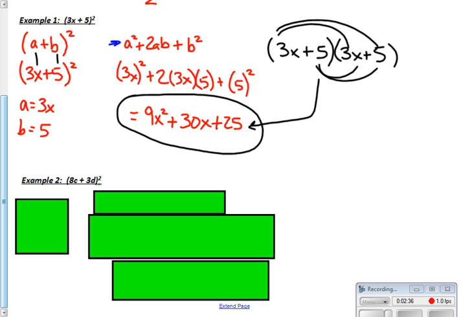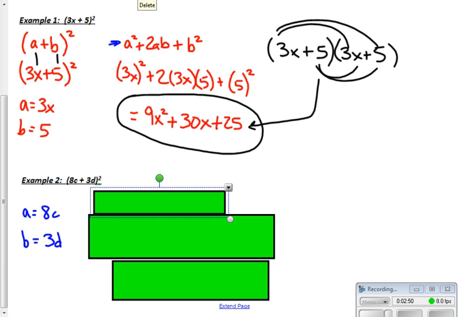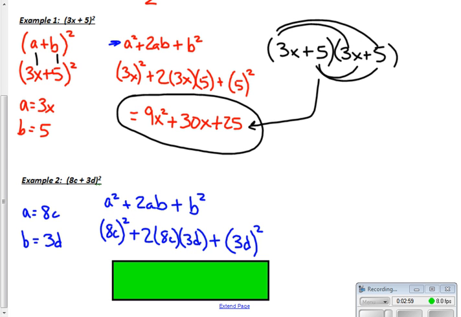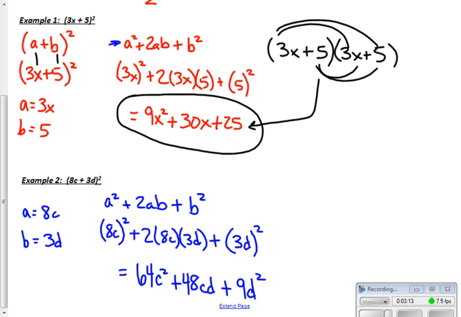Again, you have 8c plus 3d. You see the plus sign in there. It is squared, so you could write it out twice, or you could say that a is 8c and b is 3d. Again, you could use that equation from above. Plug your values in for a and b. This is what we'd wind up with: (8c) squared plus 2 times 8c for a, 3d for b, plus (3d) squared. Do our computation again, we get 64c squared plus 48cd plus 9d squared.